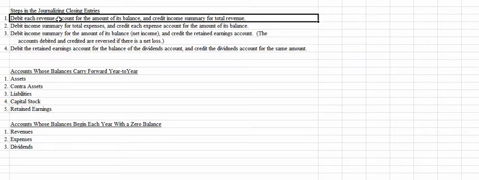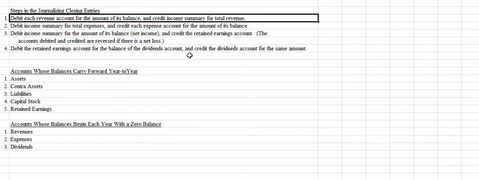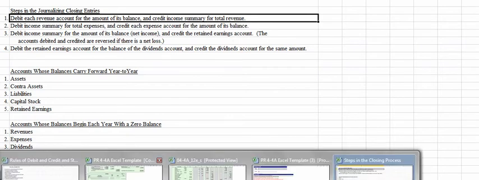Okay, and here are the 4 steps in making those closing entries. And we'll go through them one by one. Okay, number 1 says debit each revenue account for the amount of its balance and credit income summary for total revenue. Okay, so we're going to debit each revenue account for the amount of its balance and credit income summary for total revenue. Well, let's look at why.